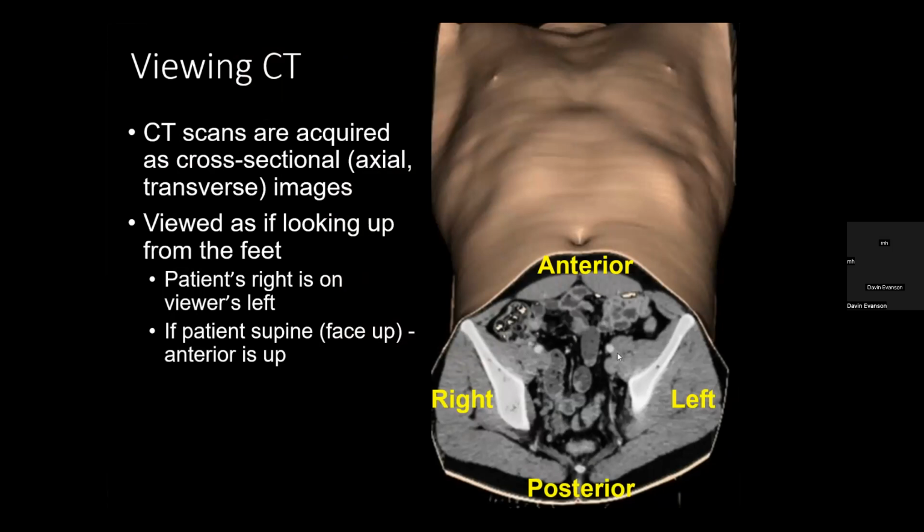Again, the positioning is going to be very important. Again, here, this is the belly, anterior, posterior. Again, the patient's right, the patient's left. This is how we're looking at the body as they go through the scanner.